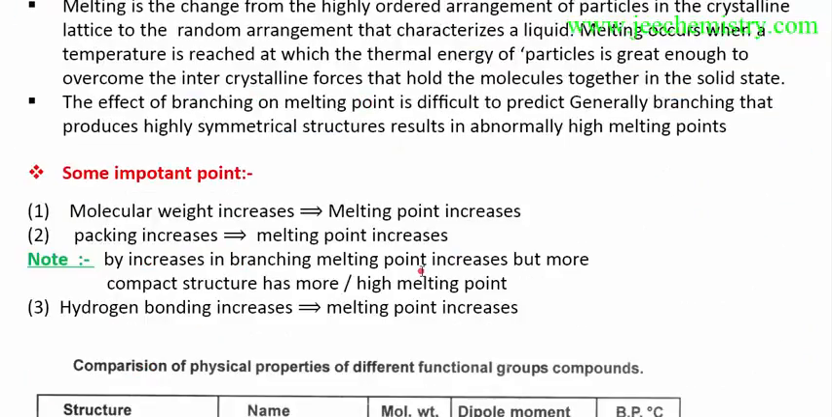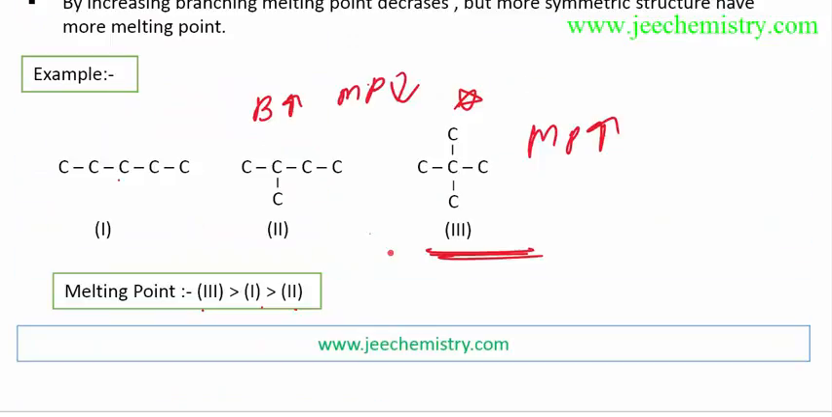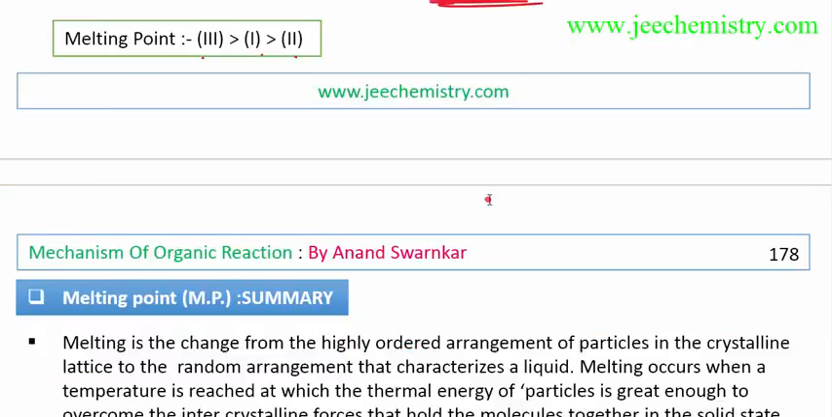Suppose I am summarizing here. If the molecular weight increases, the melting point increases. If packing increases, the melting point increases. Suppose in the previous example there is a good packing; in such cases the melting point will increase. But for the boiling point, as the branching increases, the boiling point decreases. As branching increases, the melting point also decreases. This is right till now. But for better packing, the melting point will be higher.